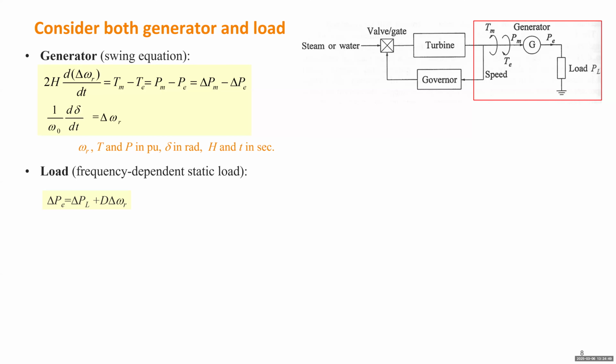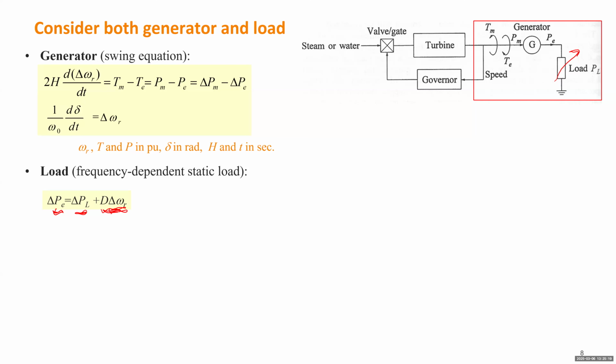So how do we model the load? The load from here will be the electric power going to that load. But we also need to add a second item. So if there's any change on the load on this equipment, the electric power will change. But we also need to add another item, which is a linear function of frequency deviation.